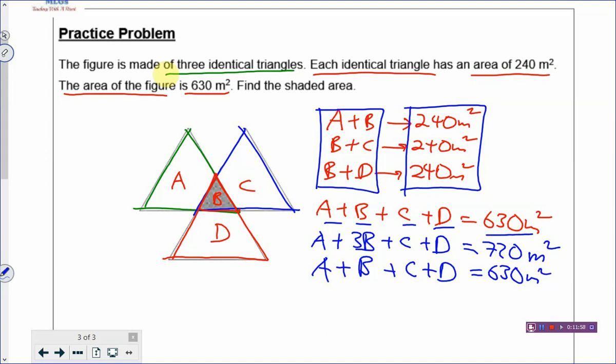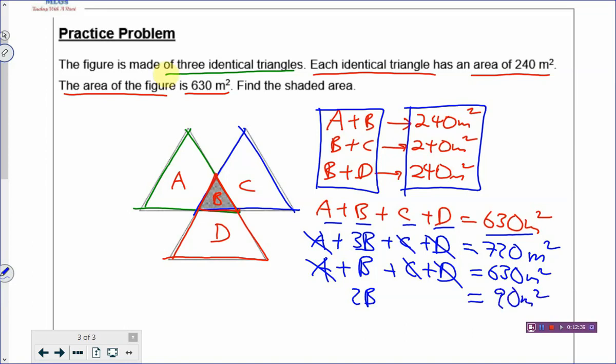Now you can try to eliminate again. So how do you eliminate? You top minus bottom, and you always minus the same type, the same thing. So A minus A. 3A minus A is 2A. And then you have 3B minus 1B, you will get 2B. Then C minus C, no more. D minus D, also no more. You've gotten rid of the A, C, and D already. And then 720 minus 630, you will get 90 meters square.